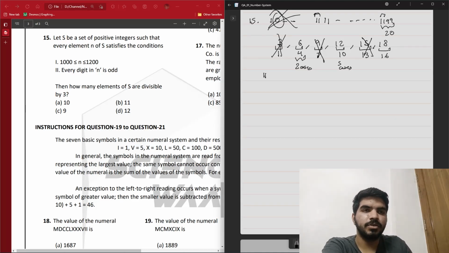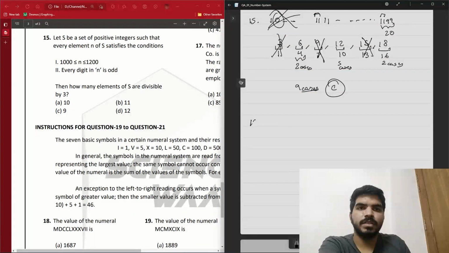Now for 18 total sum, 16 will be the number. 8 plus 8, we'll find 7 plus 9, that means 7 9, 9 7, and nothing except that, because above 9 you can't go. 2 cases. Total 9 cases. Answer is 9. Option C. Now 16th.